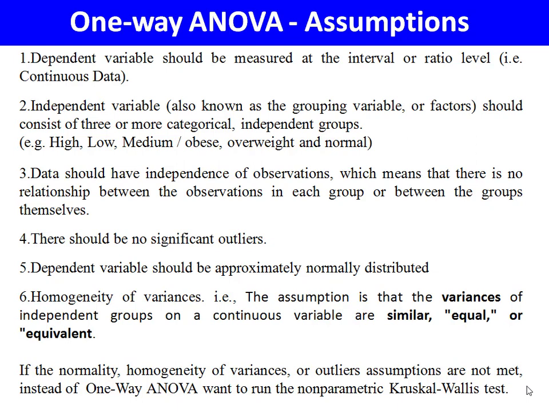Next one, homogeneity of variance. That means the assumption is that the variances of the independent groups on a continuous variable are similar, equal or equivalent. If the above assumptions or conditions are not fulfilled, we should not apply one-way ANOVA. Instead of that, we can apply a non-parametric test called the Kruskal-Wallis test.